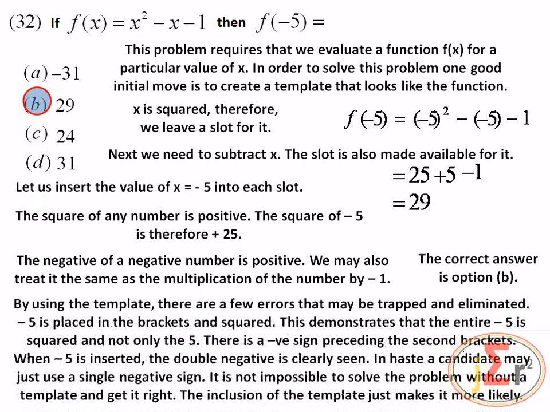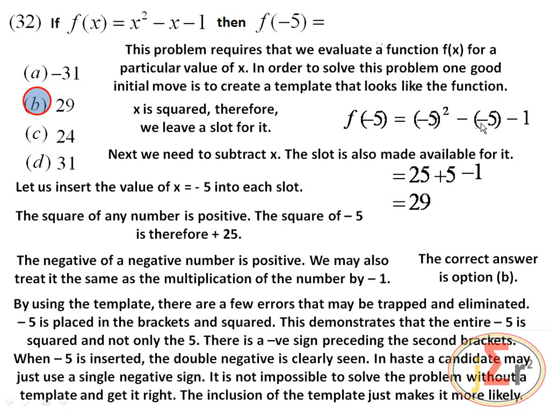By using the template, there are a few errors that may be trapped and eliminated. Negative 5 is placed in the brackets and squared. This demonstrates that the entire negative 5 is squared and not only the 5. There is a negative sign, that is the first one. By enclosing the entire negative 5 inside of this bracket, we are sure that it is the entire negative 5 that we are squaring and not just the 5. There is a negative sign preceding the second pair of brackets, a negative sign that precedes this one.